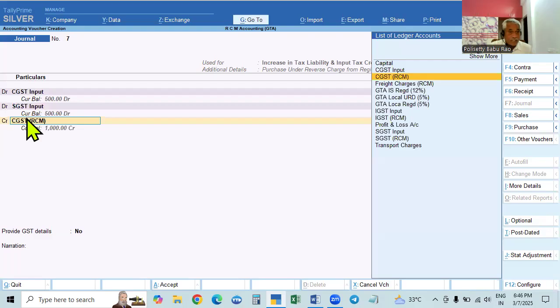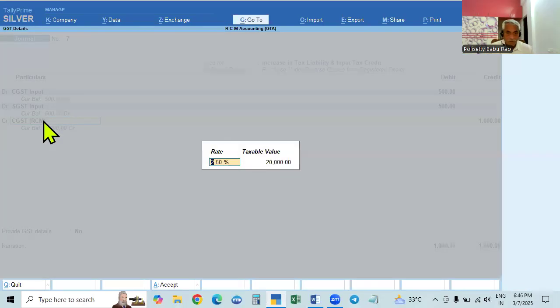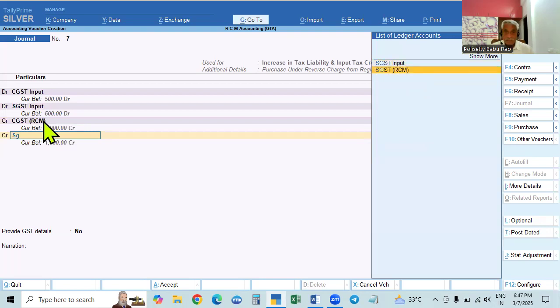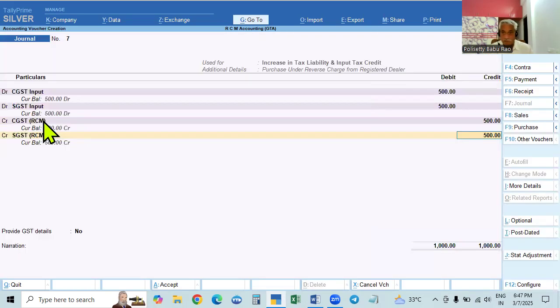It is input. It is RCM, liability credit. So CGST RCM, 2.5%, 20,000. It is also 500 rupees. And then SGST RCM. SGST RCM is also 2.5%, 20,000, 500 rupees. And you have to give the details.